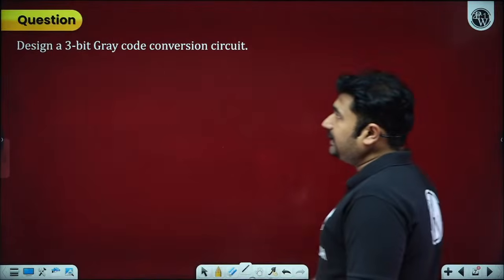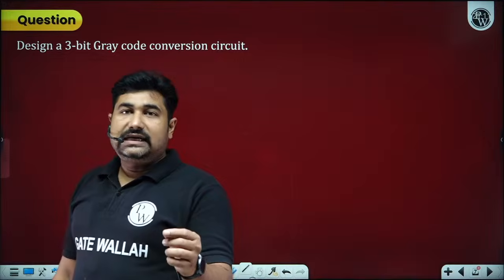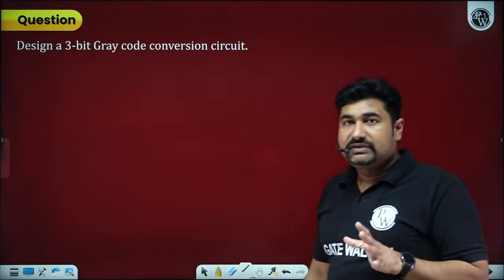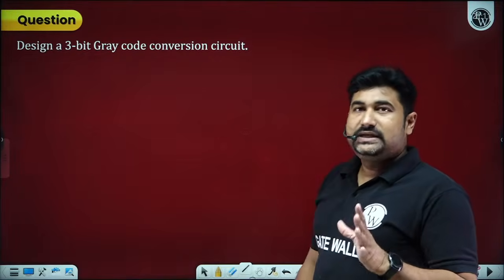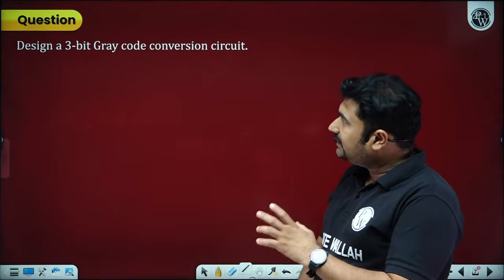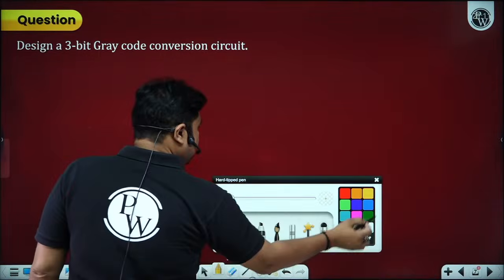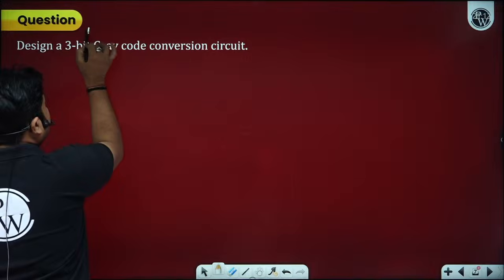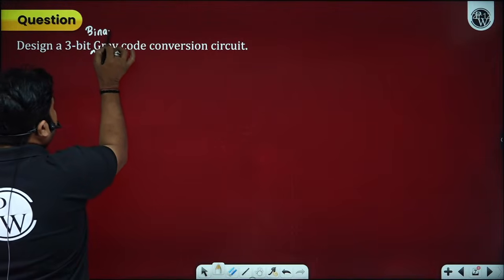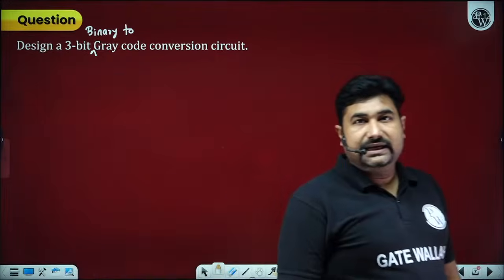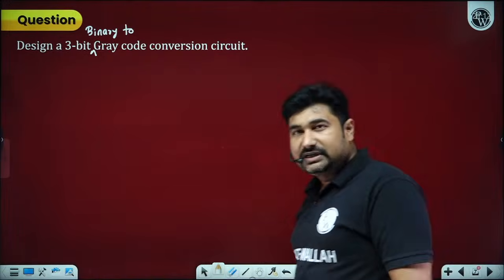Now please observe here. Let's try to understand the design of any desired combinational circuit with the help of one question. So please write down: design a 3-bit binary to gray code conversion circuit.